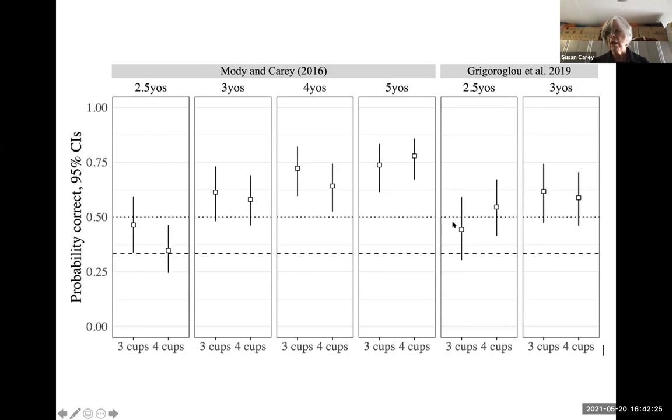And the 2.5-year-olds are the same on the 4 cups as the 3 cups task. But they're only choosing the certain cup 50% of the time, not different. The 3-year-olds are consistently around 60, but not statistically different from 50 and not statistically different from the 2.5-year-olds.